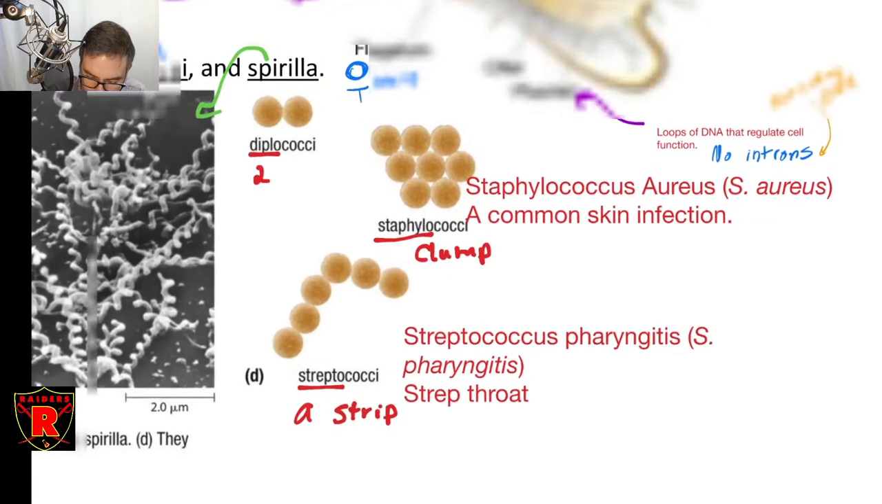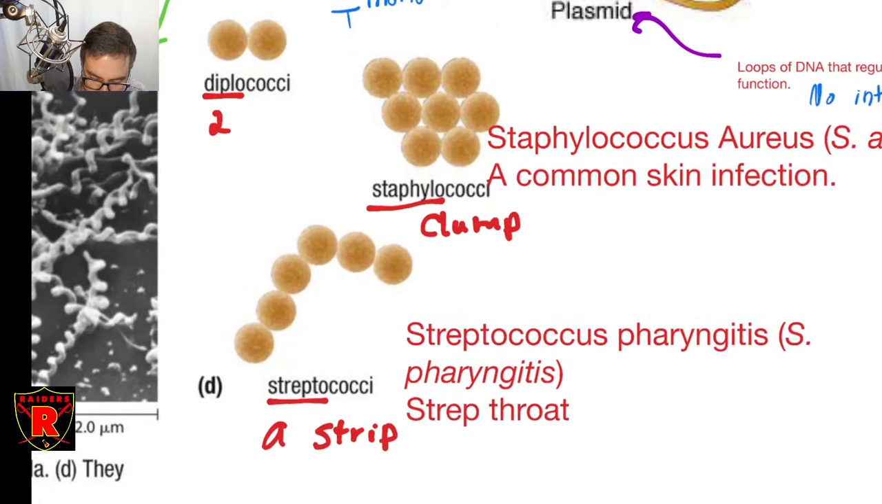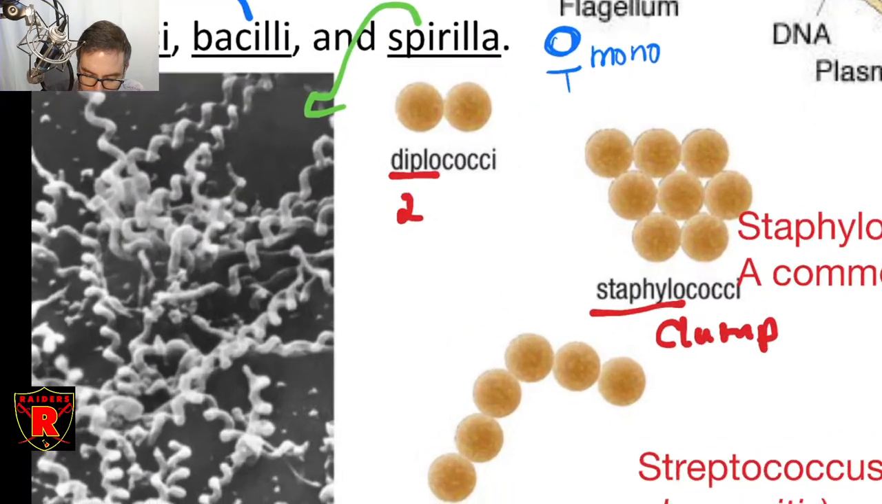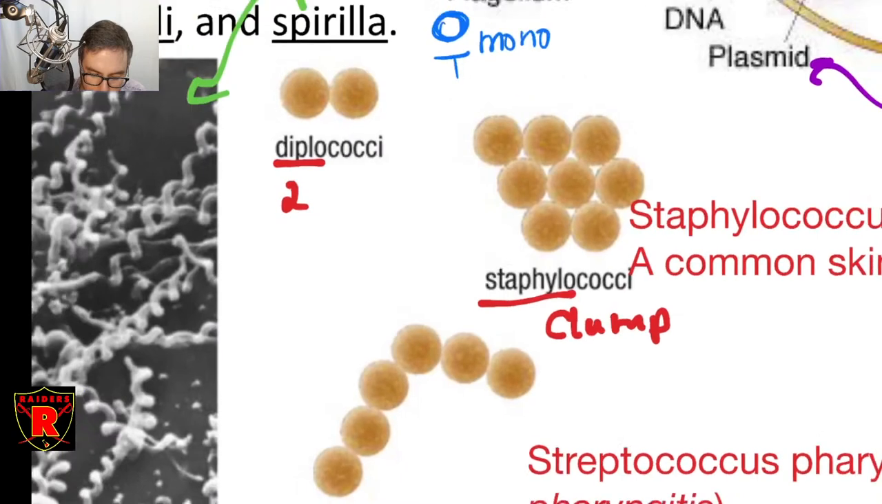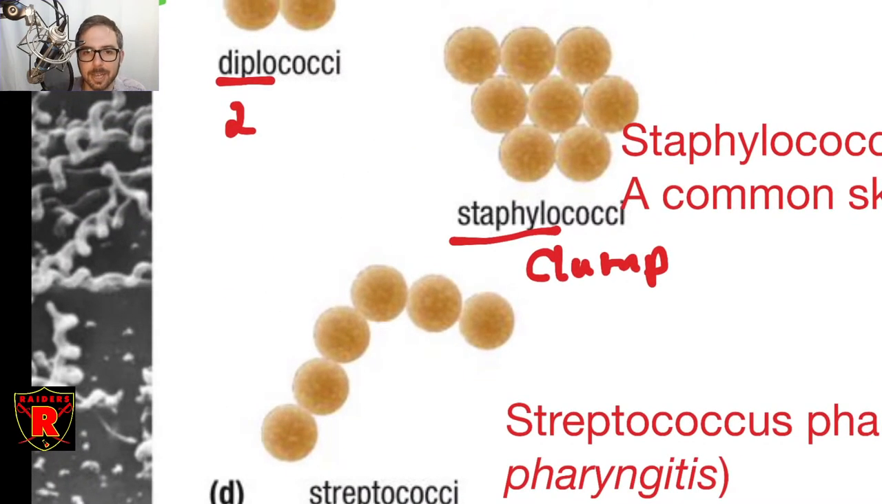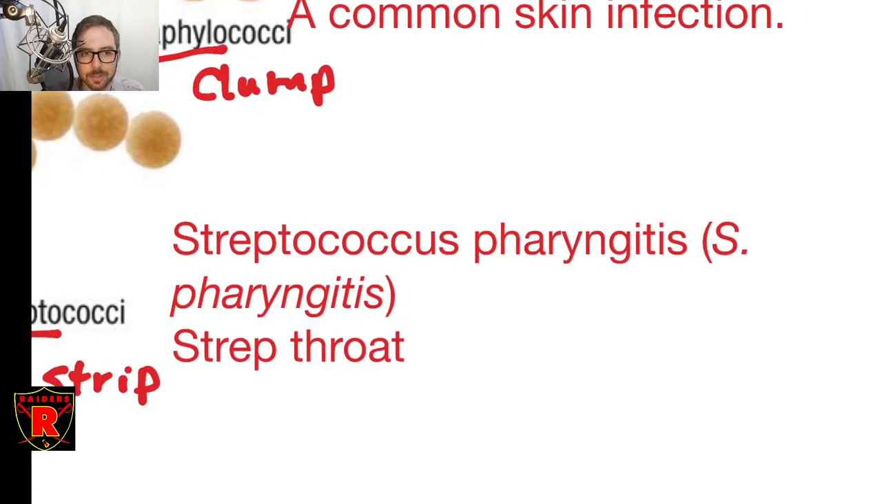Anyway, so those are some basic terminology for labeling the structure of bacteria. Keep in mind that these prefixes, diplo, staphylo, and strepto, can also apply to the other shapes. So you can have a diplobacilli, a staphylobacilli, and a streptobacilli. And technically you can also have a diplospirilla, staphylospirilla, and a streptospirilla. Okay, so those prefixes, strepto, staphylo, and diplo, which mean strip, clump, and two, can be applied to any of the shapes of bacteria. And there are many types of bacteria, as mentioned here, that are named based on their shapes. There are lots that are not. But it is one of the ways in which bacteria are named.